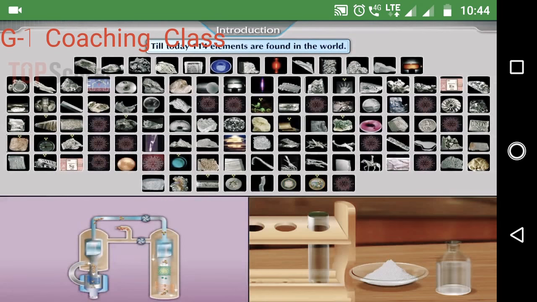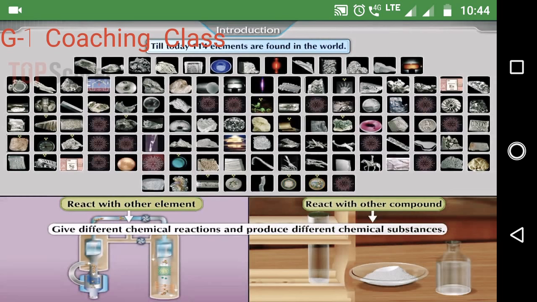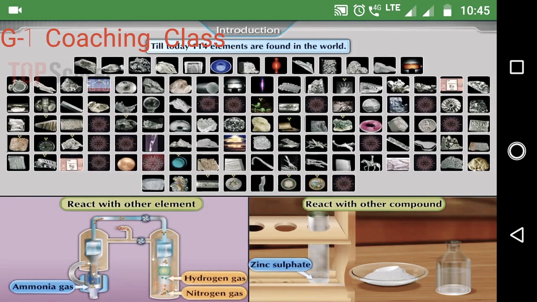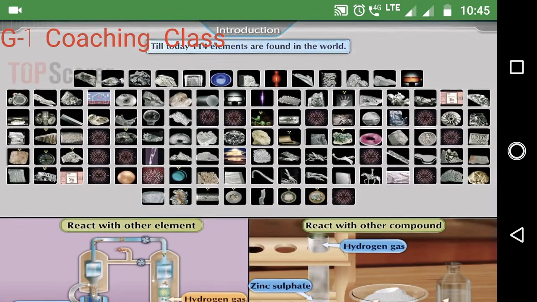These elements, when they react with other elements or compounds, give different chemical reactions and produce different chemical substances. Like ammonia gas is produced by the reaction between nitrogen gas and hydrogen gas. Moreover, zinc sulfate and hydrogen gas are produced when zinc reacts with sulfuric acid.